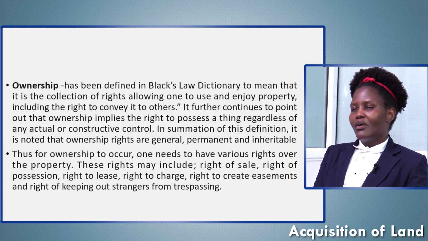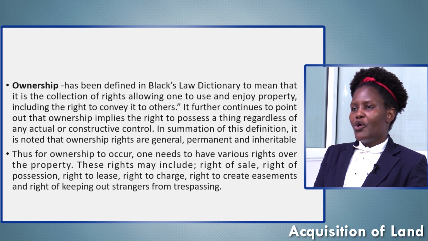Ownership can also mean, or it's implied, the right to possess a thing, regardless of any actual or constructive control. In summary, the definition notes that ownership rights are general, permanent, and inheritable. So you are able to own it permanently, and later on you can also let it out, or once you die, your beneficiaries could inherit. So more or less, that's what pertains to ownership, and in this regard, ownership of land.